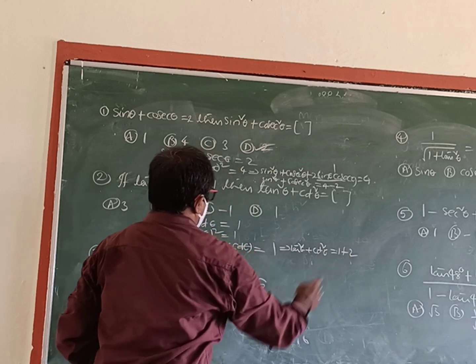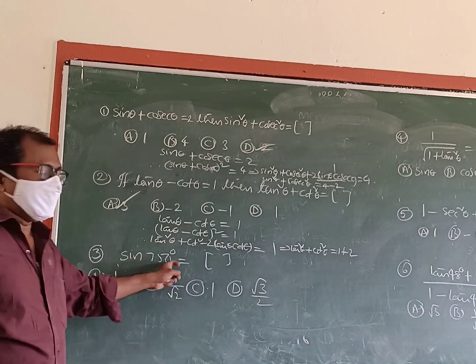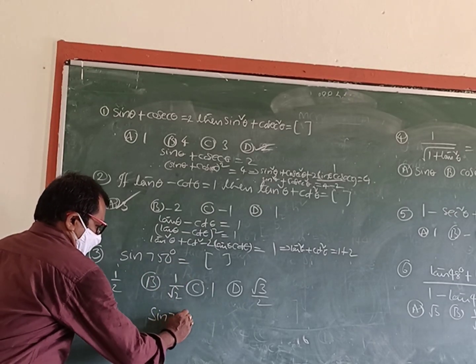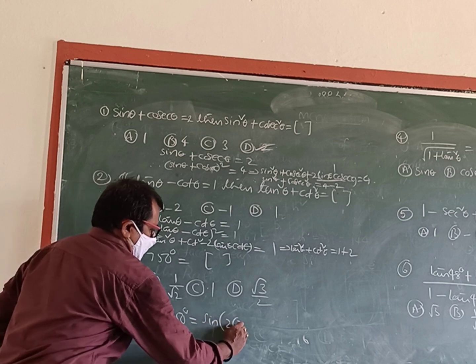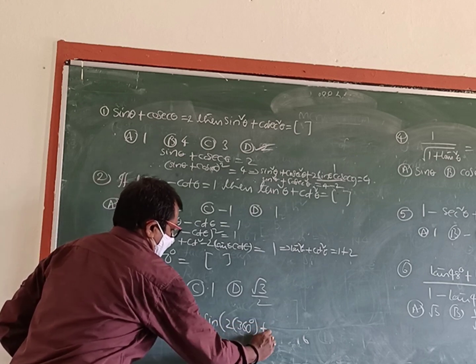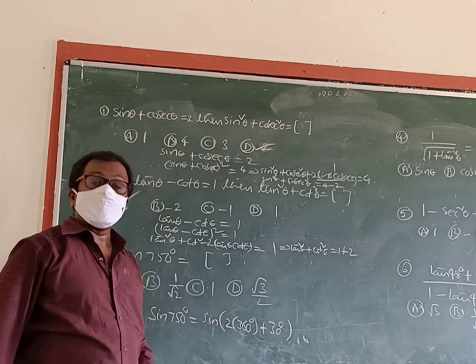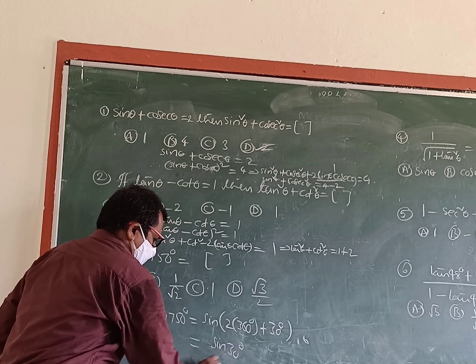Sin 750 degrees is equal to sin of 2 into 360 plus 30. 2 into 360 is 720, 720 plus 30. Sin (360 plus theta) is sin theta, sin 30 is 1 by 2. So therefore 1 by 2 is the option.